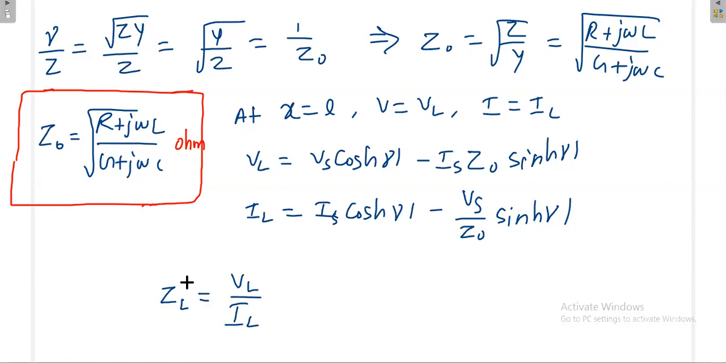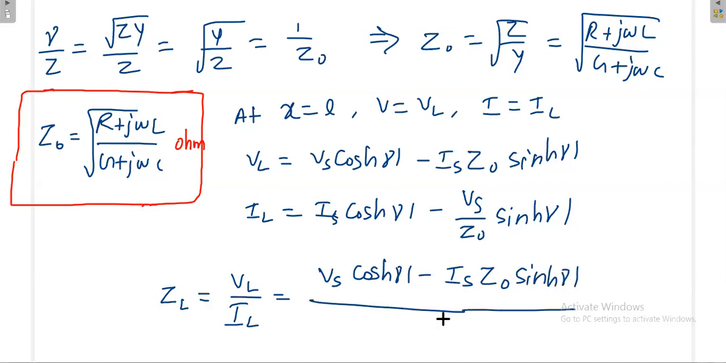Then you know what is your load impedance. The load impedance can also be calculated with this: Vs cosh(γL) minus Is Z0 sinh(γL), divided by Is cosh(γL) minus Vs divided by Z0 sinh(γL). Okay, not only load impedance.